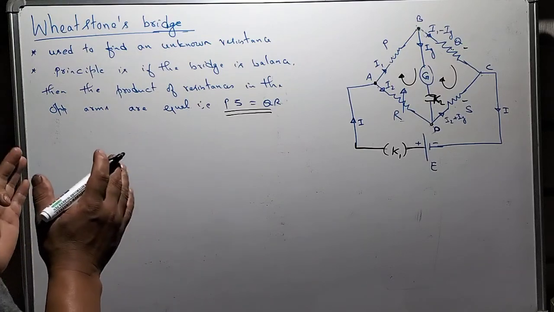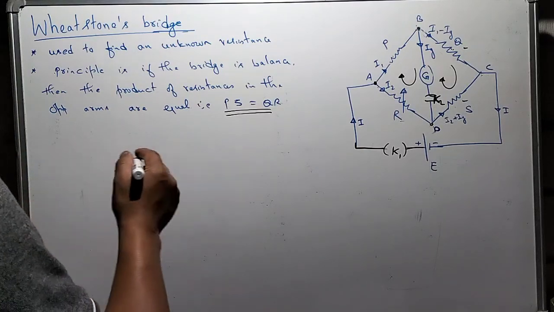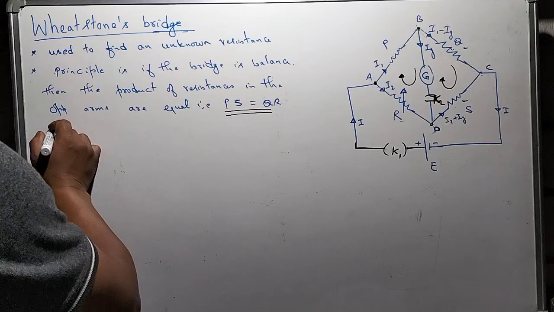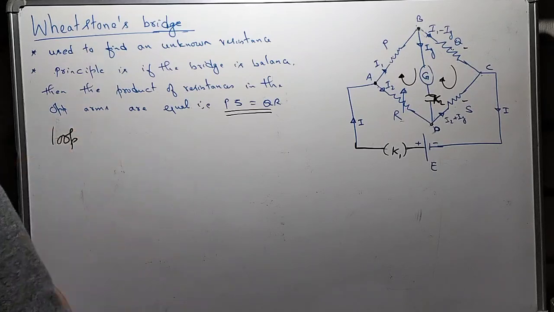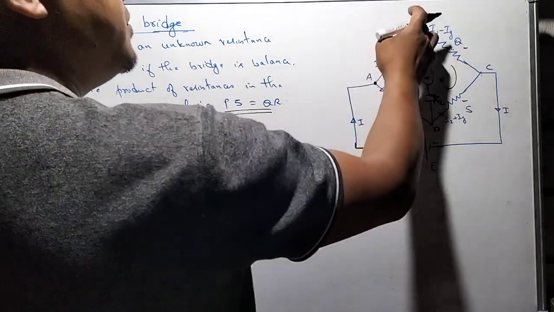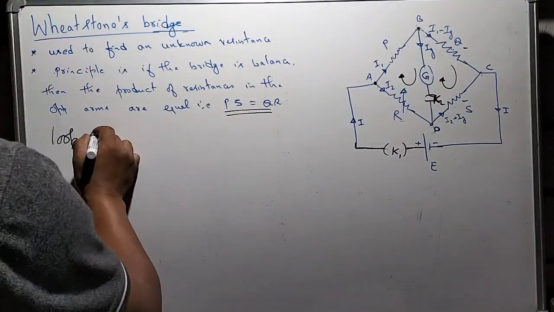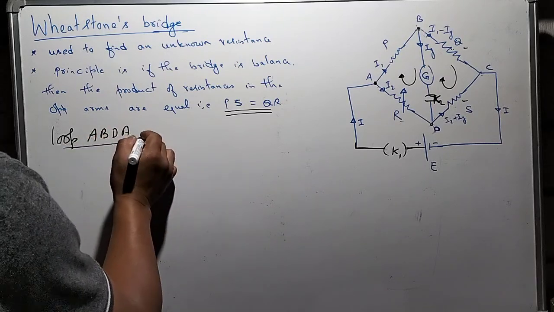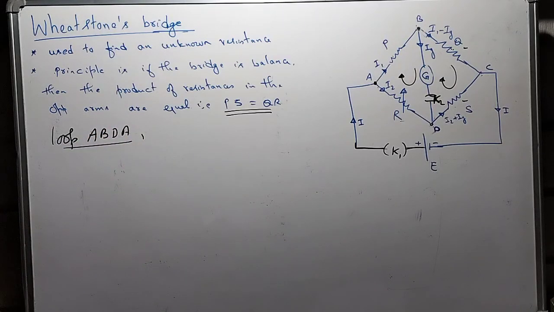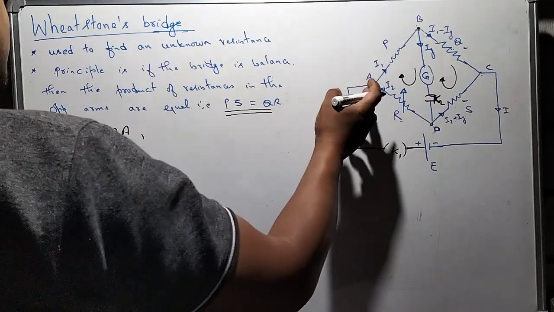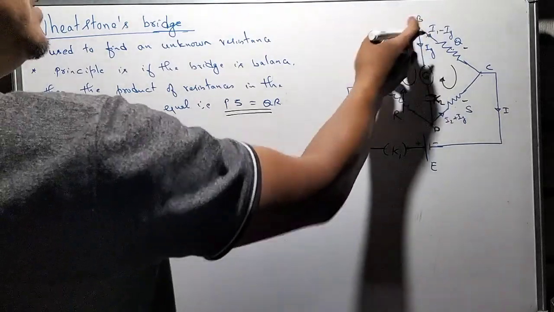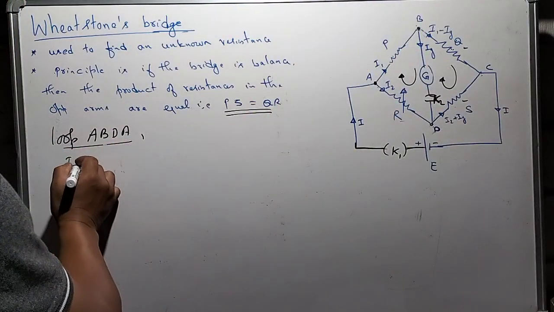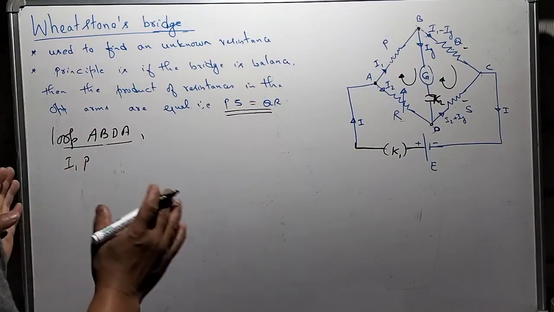So now we shall see how we obtain this condition. For that, we will apply Kirchhoff's voltage law in two loops. One is A, B, D, A. So in this closed loop A, B, D, A, what are the products of current and resistances in the different branches of the loop? So first, AB. Along AB, the product of current and resistances will be positive.